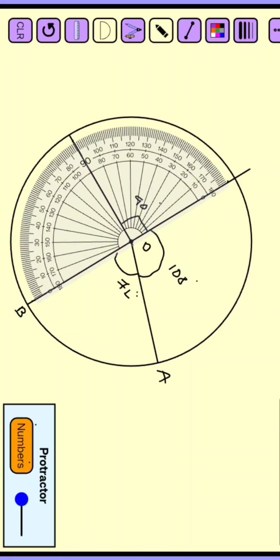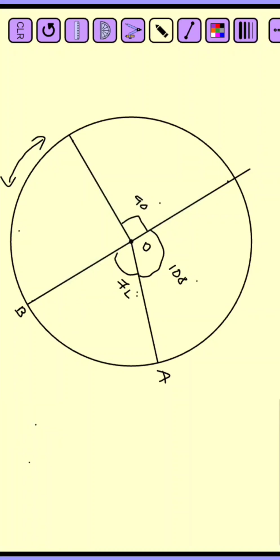Okay. See, this part we haven't measured. So we have to measure this. Now 36 is left, 0 to 36. So this is 36. Done. So this part is 36 degrees.